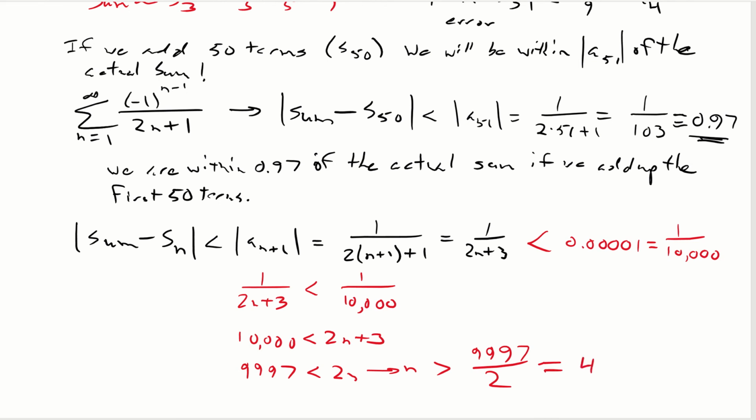Roughly 4,999 terms. Oh, goodness. Well, that's pretty interesting. You would actually have to add nearly 5,000 terms to get your error that small. So this is a really slow converging alternating series.